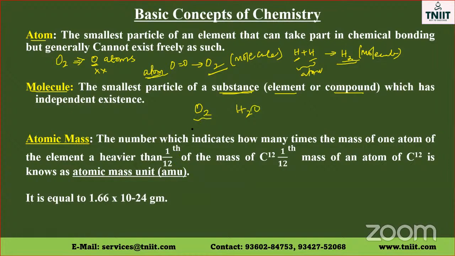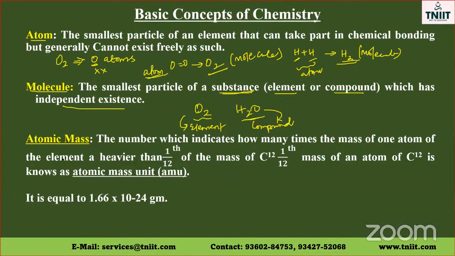But O2 can be called as an element because this O2 is made of similar atoms, oxygen atoms. Therefore, this also can be called as an element. But water, H2O, we cannot call it as an element. We call it as a compound. So molecules are the smallest particle of a substance, either of the element or of the compound, which has independent existence. So molecule can exist independently.